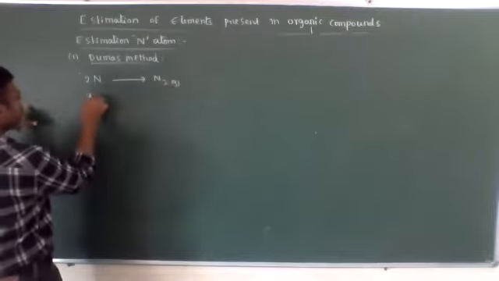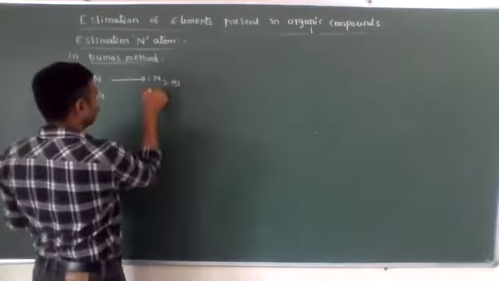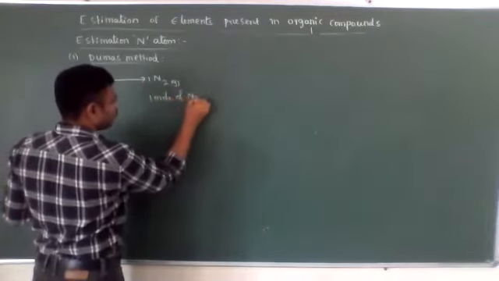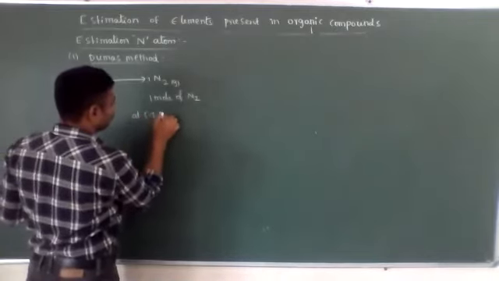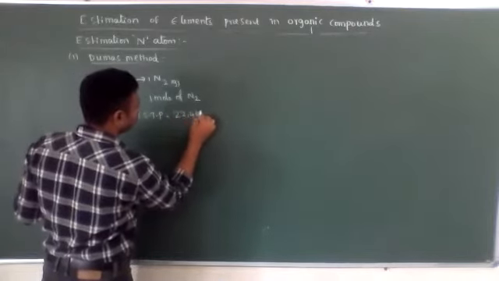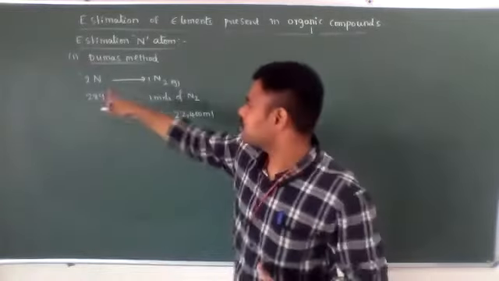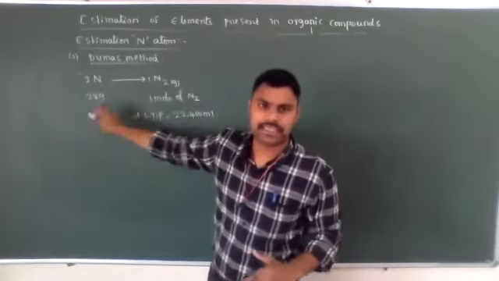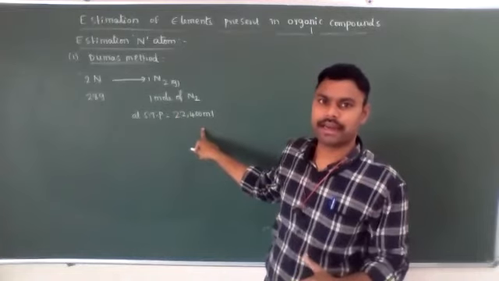Two nitrogen atoms weigh how much? 28 grams. Generally, 1 mole of N2 at STP occupies how much volume? 22,400 ml. Is it correct or not? It means 28 grams of nitrogen gas occupies a volume at STP equal to 22,400 ml.